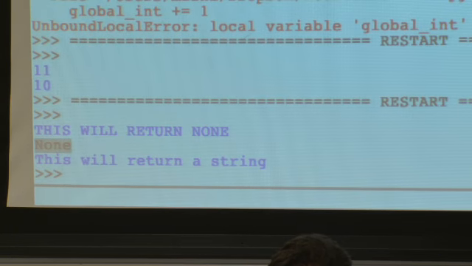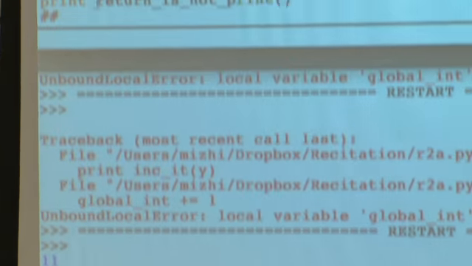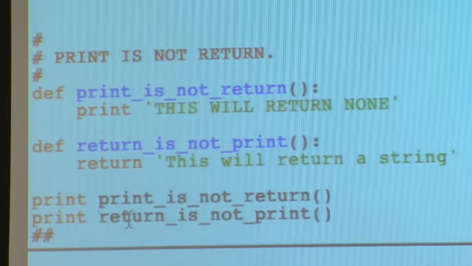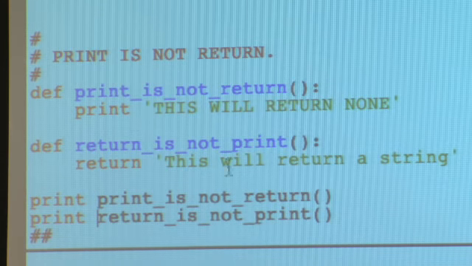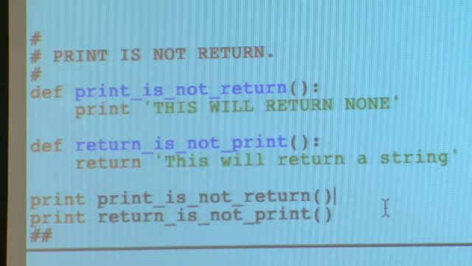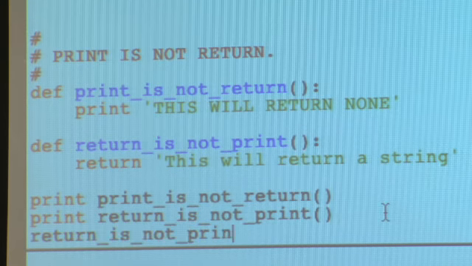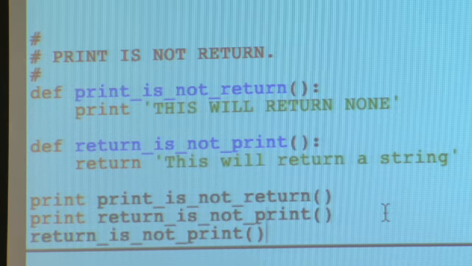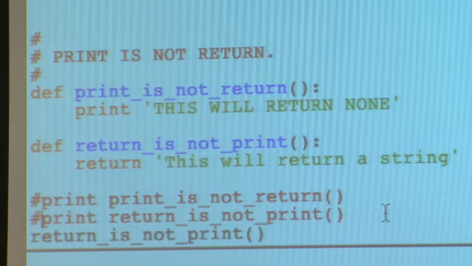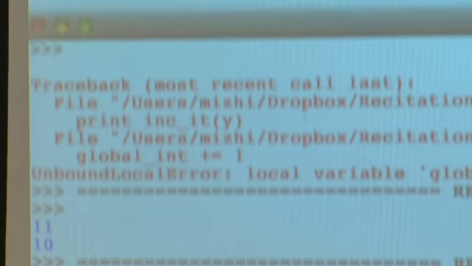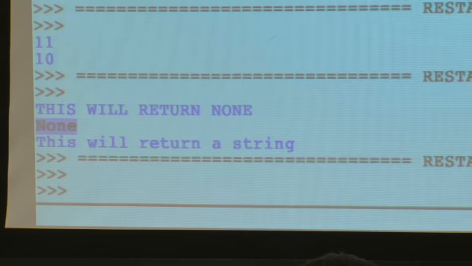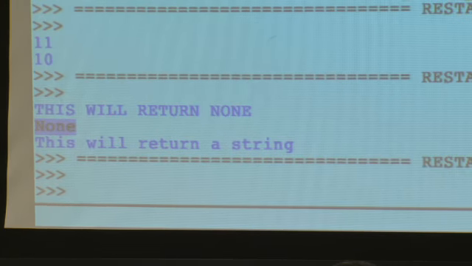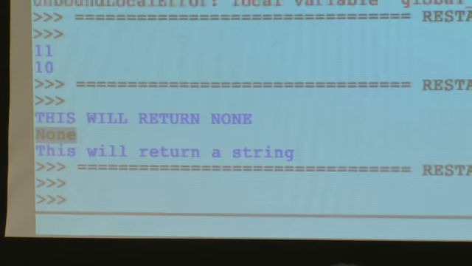Return is not print. So if I say print this return value, it will return a string. But if I just call this, it's not going to print it again. It's going to print nothing. You'll just have to make a mistake.